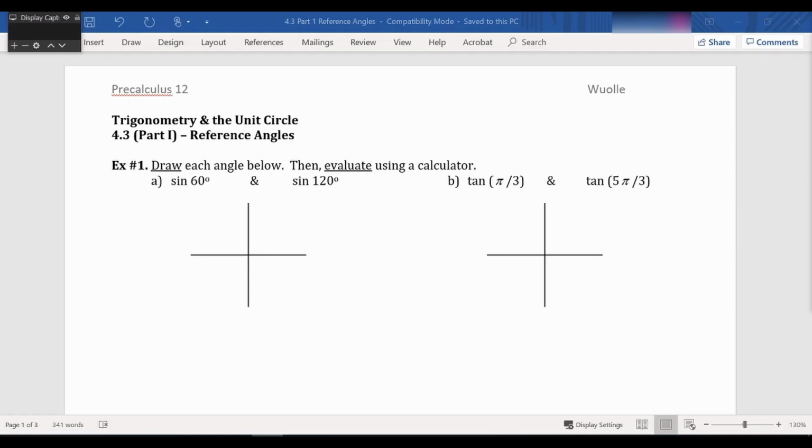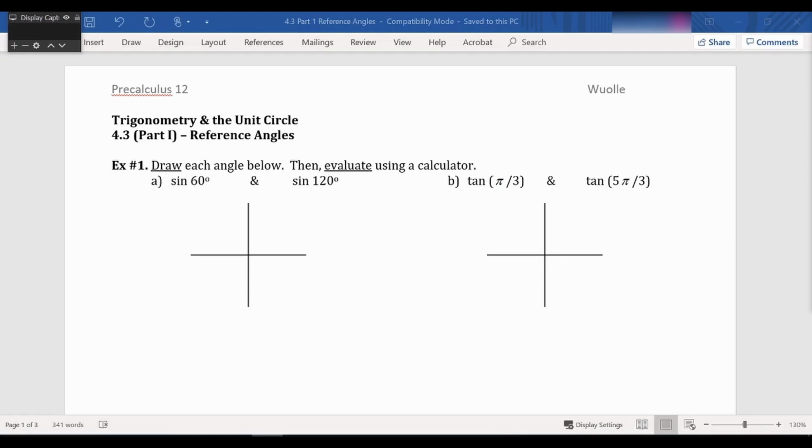our special angles. We're also going to be looking at how to use your calculator when you're trying to calculate some different values when you can't use a special triangle. And we're going to be looking at how to figure out what quadrant to draw your angles in if it's not one of these main ones that we've already taken a look at using our unit circle. So first, we're going to draw each angle below and then evaluate using a calculator.